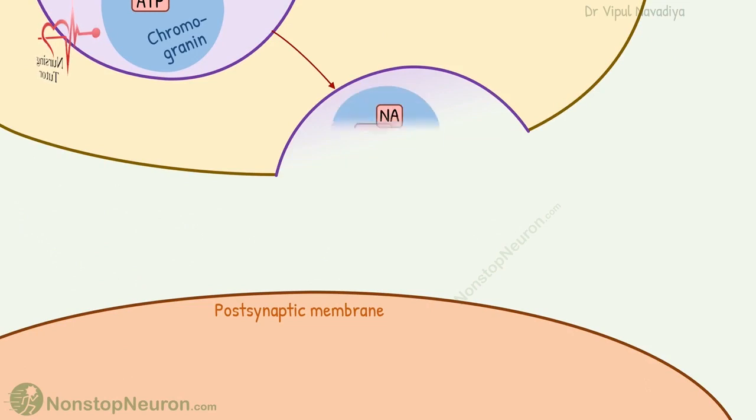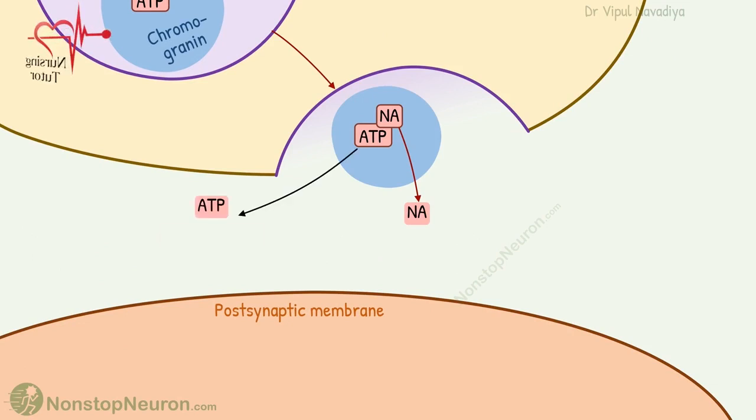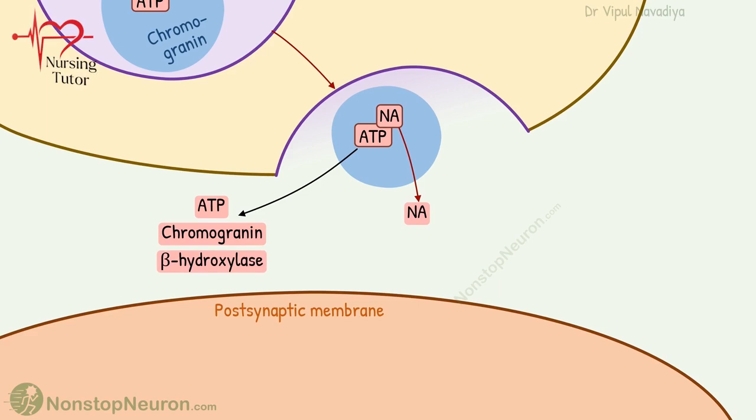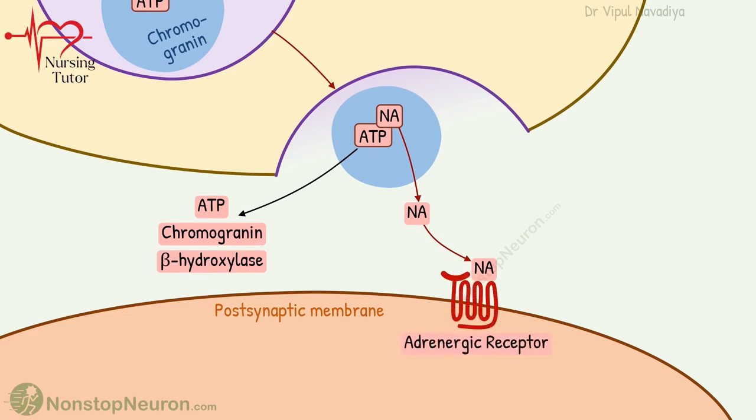When the neuron is stimulated, the vesicles release all their content. Along with noradrenaline, the ATP, chromogranin, and even the dopamine beta hydroxylase enzyme, which synthesized noradrenaline, is also released. The noradrenaline acts on adrenergic receptors on the postsynaptic cell and initiates the response. So this is how adrenergic neurotransmission happens.